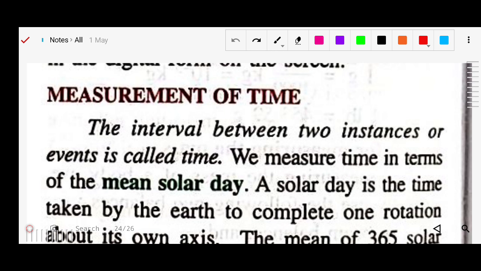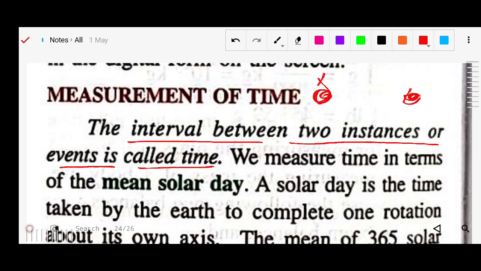So what is time? The interval between two instances or events is called time. Suppose the first event happens here, this is event A, and this is event B. Between these two there is some duration. This duration is called time. We measure time in terms of the mean solar day.